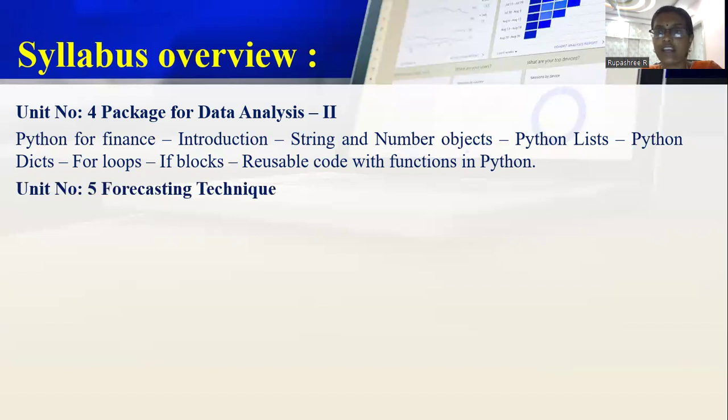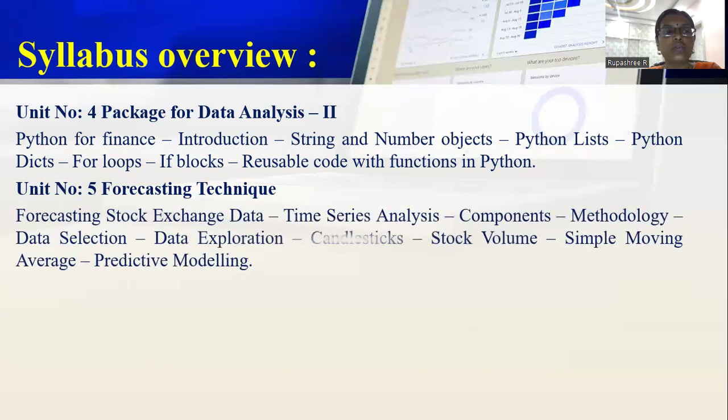And unit number 5, very importantly, talks about the forecasting technique, which is the ultimate objective of using any financial analytical tool. So in unit 5, we will be learning about forecasting stock market data, where we would be using time series analysis, the components that are used in a time series analysis, and what methodology we carry out in order to pull out the data in case of time series.